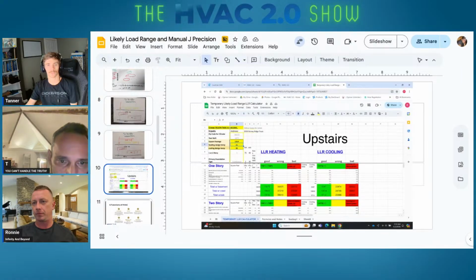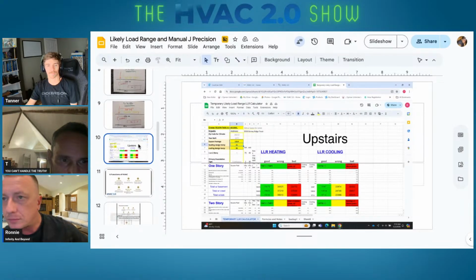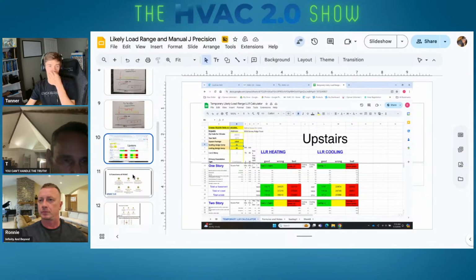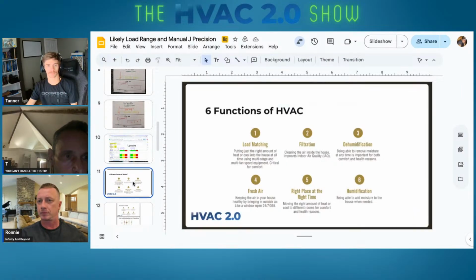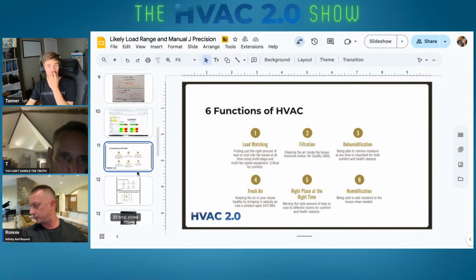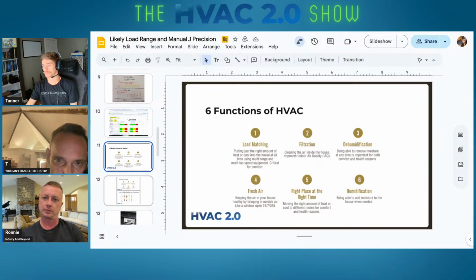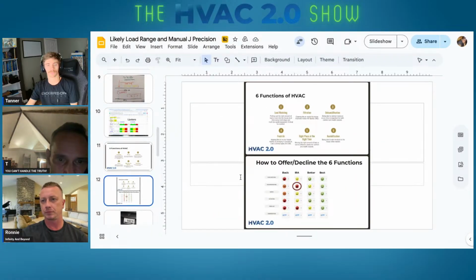This was what we used originally to create our likely load. Now you just do it right in the software, so you don't have to go to a spreadsheet. The other thing that we tell homeowners is about the 6 functions of HVAC: load matching, filtration, dehumidification, fresh air, right place at right time, and humidification. And that gets connected to the report, which shows them the type of equipment.